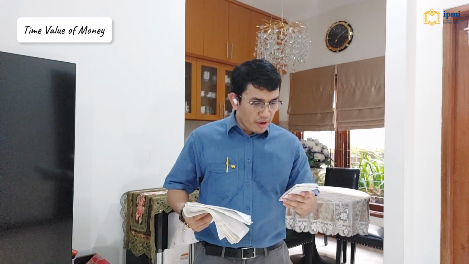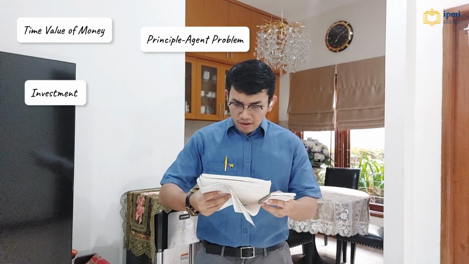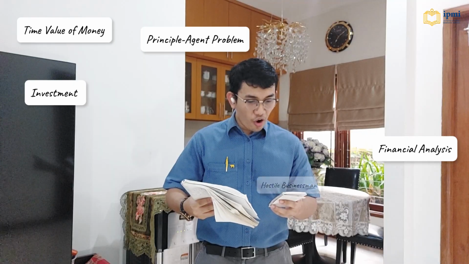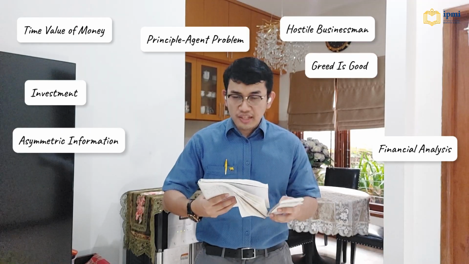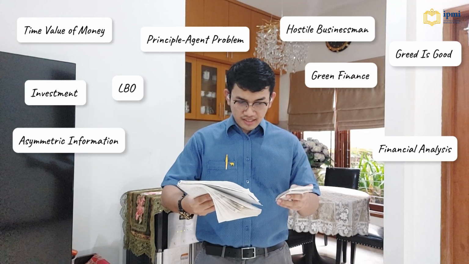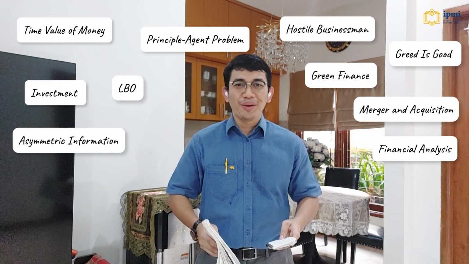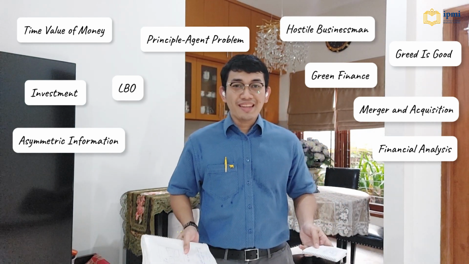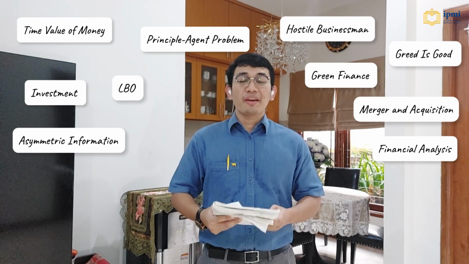Time value of money, principal agent problem, investment, financial analysis, hostile businessman, asymmetric information, greed is good, LBO, green finance, merger and acquisition. Whoa, there are so many. But what exactly are these? Well, these terms are commonly mentioned in the course of corporate finance.